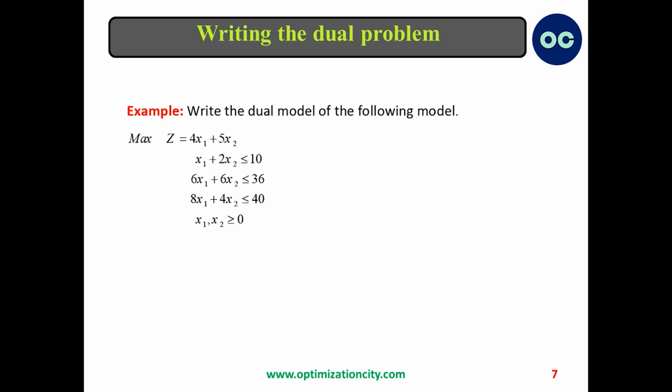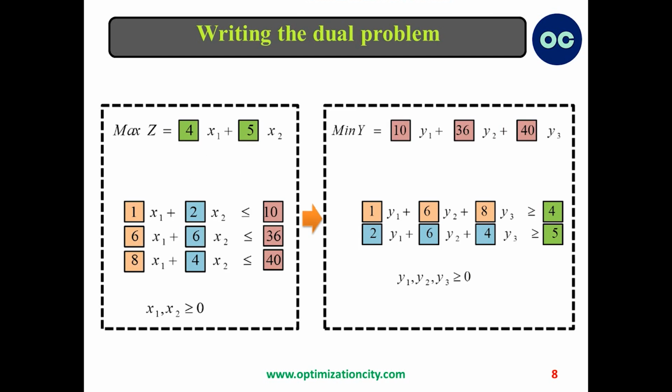consider the following model. We have two variables and three constraints. We have the maximization in the objective function and less-than-or-equal constraints, and both variables are non-negative. So how can we write the dual model? The process of creating the dual model is illustrated in this figure.